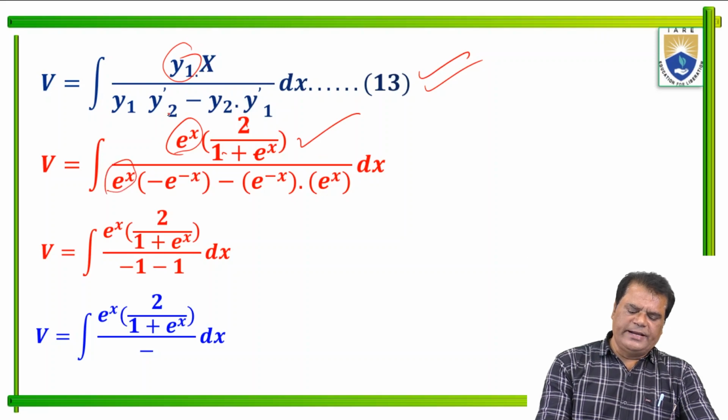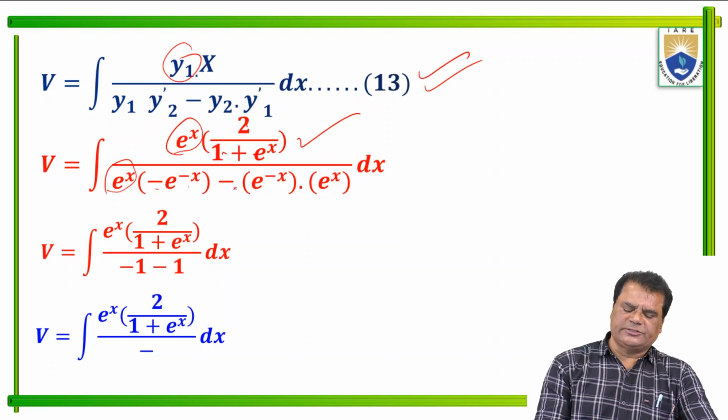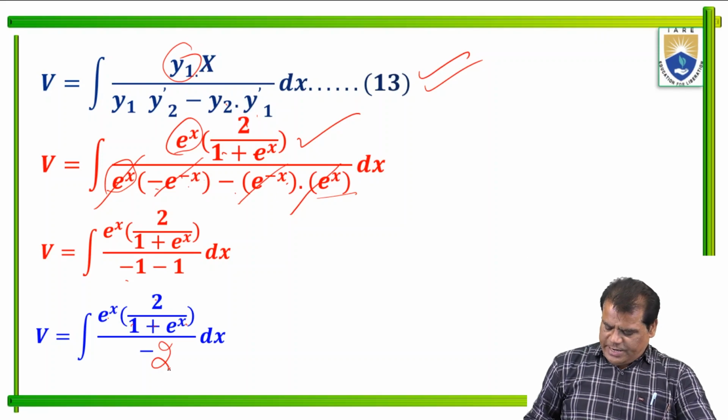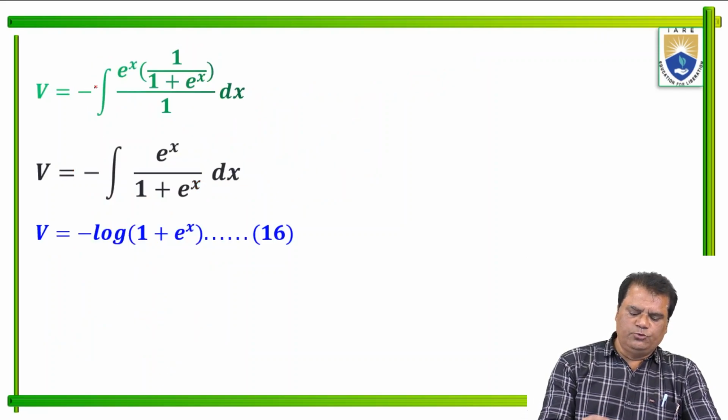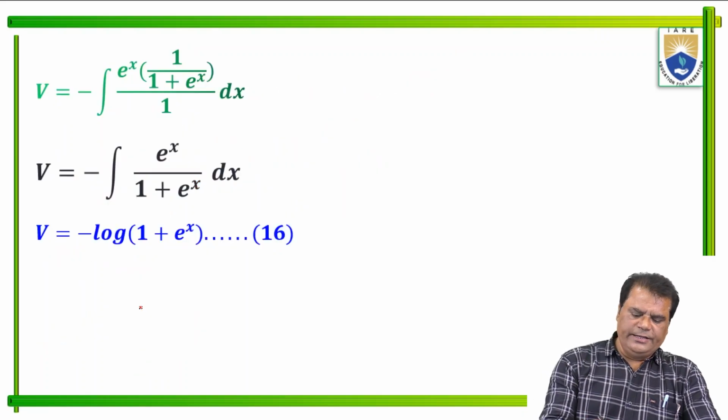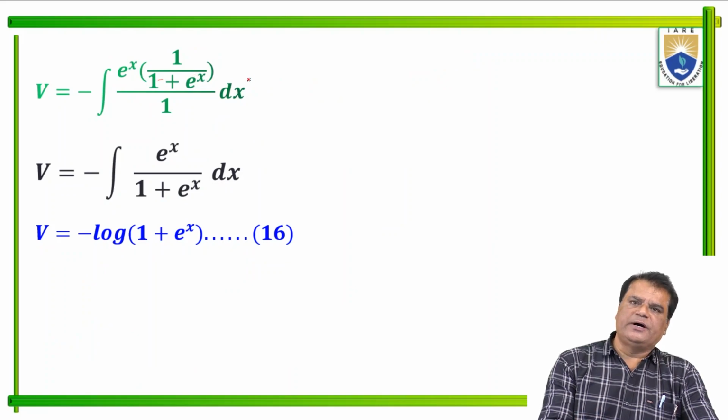Now y1 is e to the power x, y2 dash is minus e to the power minus x, minus y2 is e to the power minus x, and y1 dash is e to the power x. So this result cancels, this result cancels. This is minus 1 and this is minus 1. So e to the power x upon 2 upon 1 plus e to the power x. This is minus 2, so I am writing here minus, the common 2 cancels. This 2 cancels this 2. So we get here e to the power x, 1 upon 1 plus e to the power x dx. Now minus is common, e to the power x upon 1 plus e to the power x.